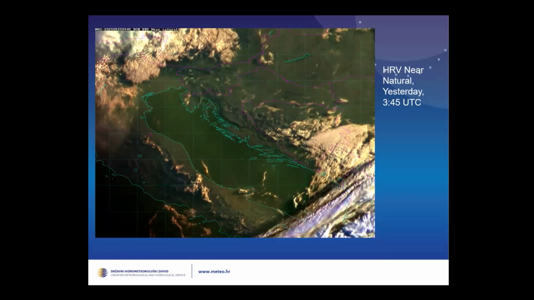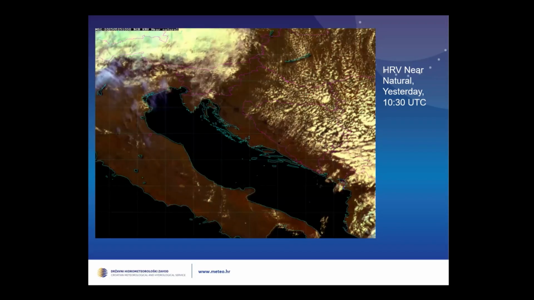So Croatia yesterday looked really nice in the morning. It was sunny, only patches of clouds here and there. There was fog since we had some rain in the days ahead, and since there was no wind in the morning, we had some patches of fog.